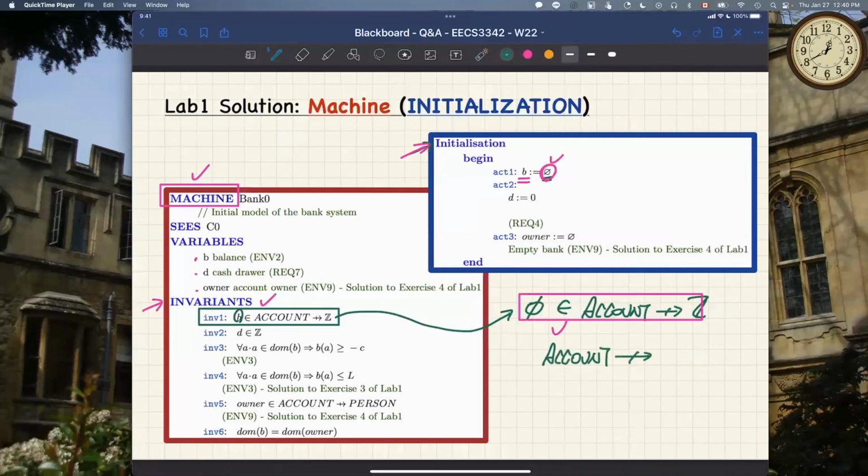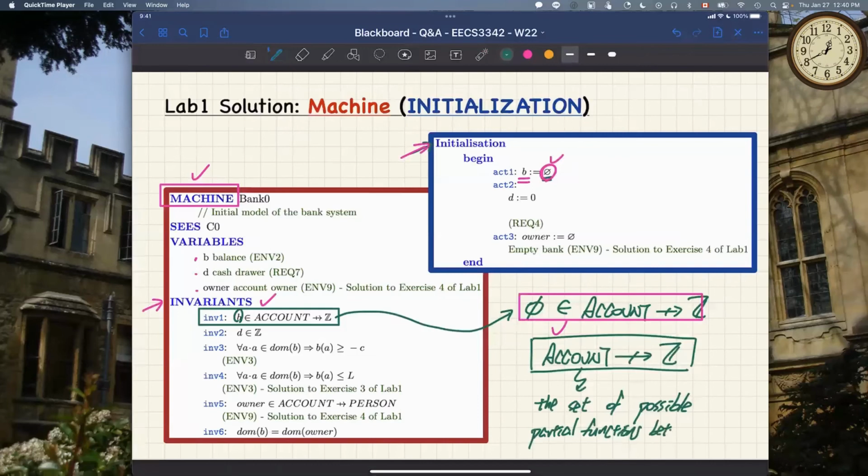If you look at this over here, this expression alone is the set of possible partial functions between accounts and integer. So this is what it means. It's going to be a set of functions. And then the membership over here is saying that B is just one of the functions. Just one of them. It's a function, not a member of the function.